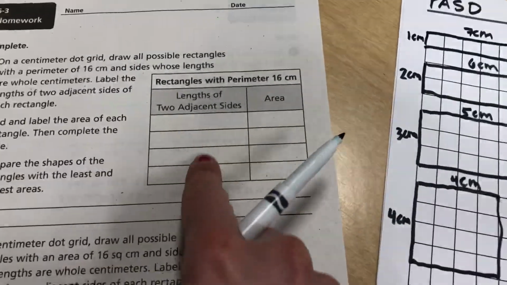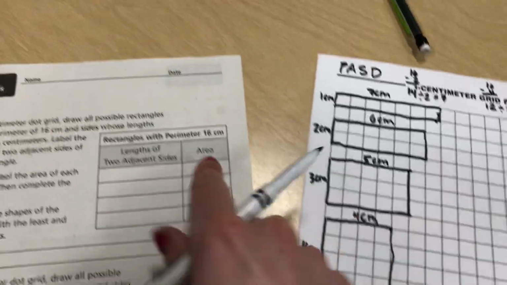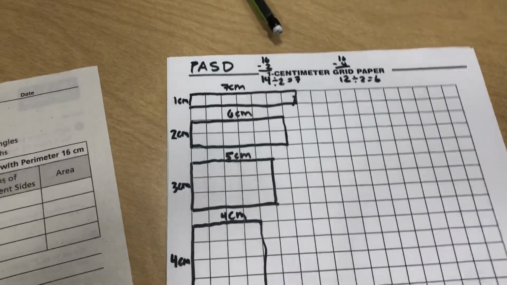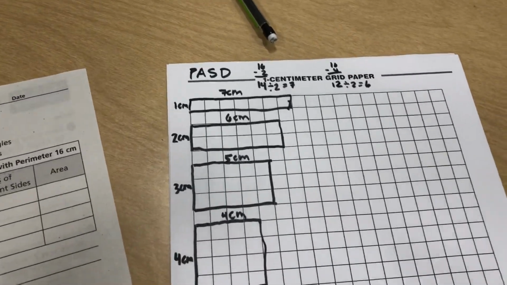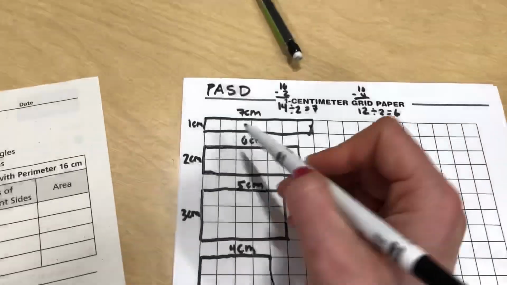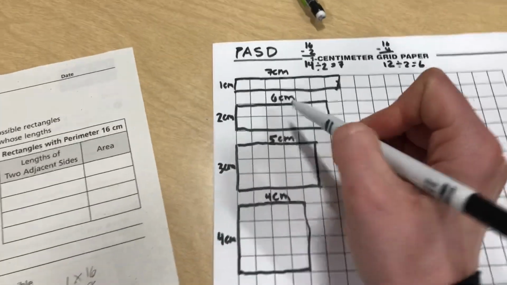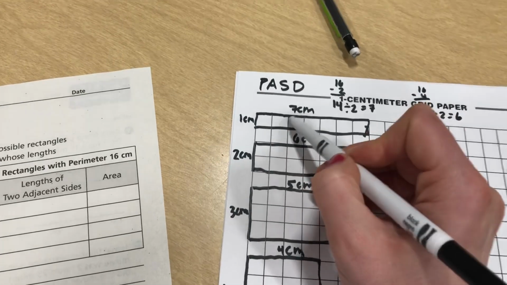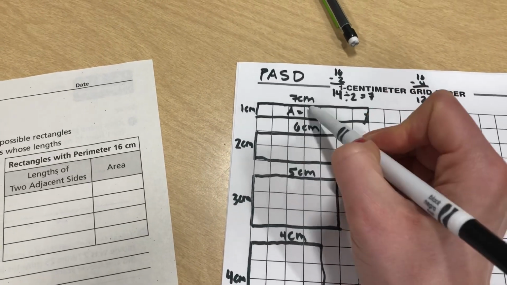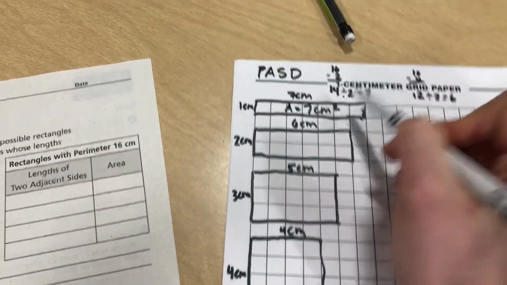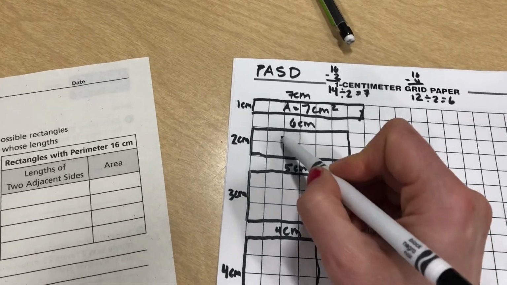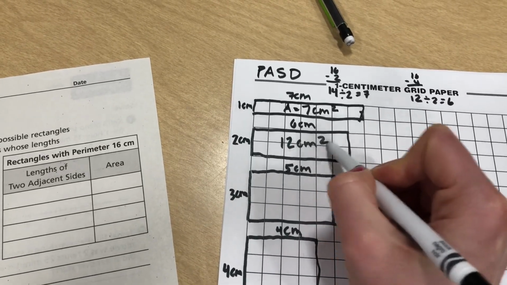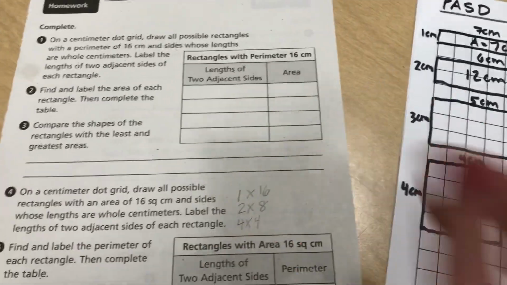So at this point, just like we did down here, we would put the dimensions of the rectangle, and then we would put the areas. So like we did with the one where we had to find all the rectangles with the same area, this is asking with all these rectangles that have a perimeter of 16, find their areas. So that's what we can do in the middle. 7 times 1 is 7 centimeters squared. 6 times 2 is 12 centimeters squared. And then they would write those areas here.